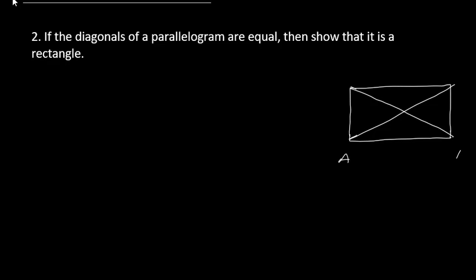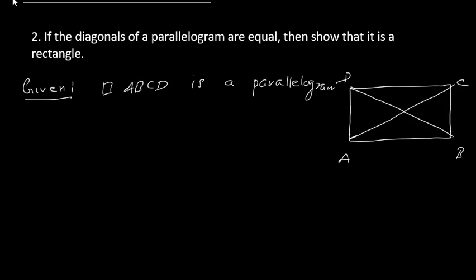So I name it ABCD. ABCD is a parallelogram in which diagonals AC and BD are equal. So here I will say given: quadrilateral ABCD is a parallelogram, and one more thing is given, that AC is equal to BD. This is given. We have to show, or to prove, I will write, to prove that this quadrilateral ABCD is a rectangle.